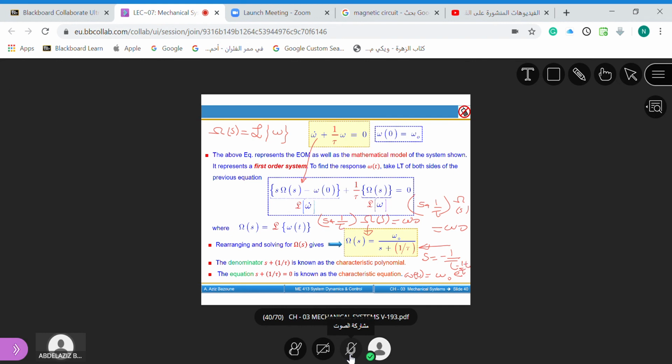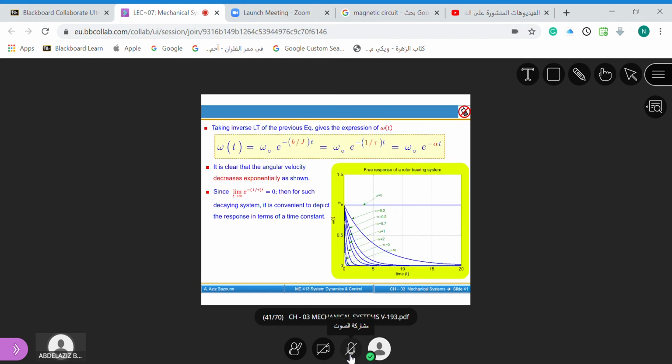So it is decaying. The denominator here, we call it the characteristic polynomial. And if you solve this equation, you will get S is equal to minus 1 over tau, and the solution will be decaying. Decaying solution like this one: omega will be omega naught exponential minus alpha t, which is decaying, where alpha here, I am putting it as minus 1 over tau. The solution is decaying. When alpha is equal to 0, this one will be constant.